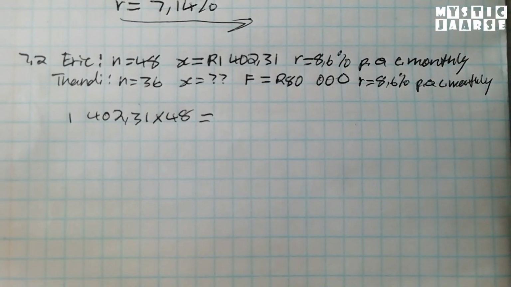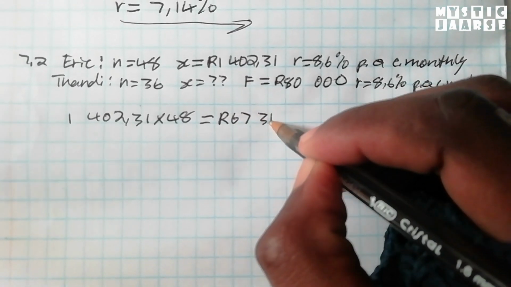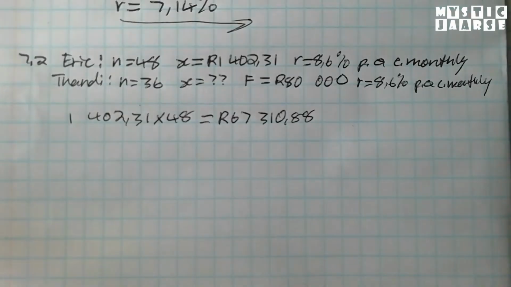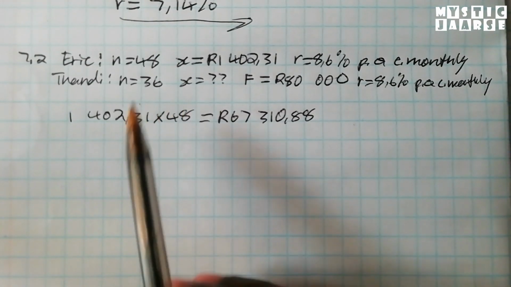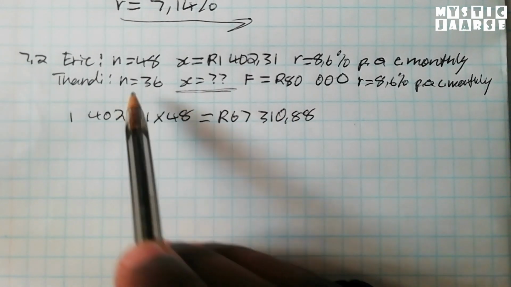So we have 1,402 rand 31 cents times 48. We get 67,310 rand 88 cents. Now for Thandi, we need to multiply her monthly deposits by the number of deposits.